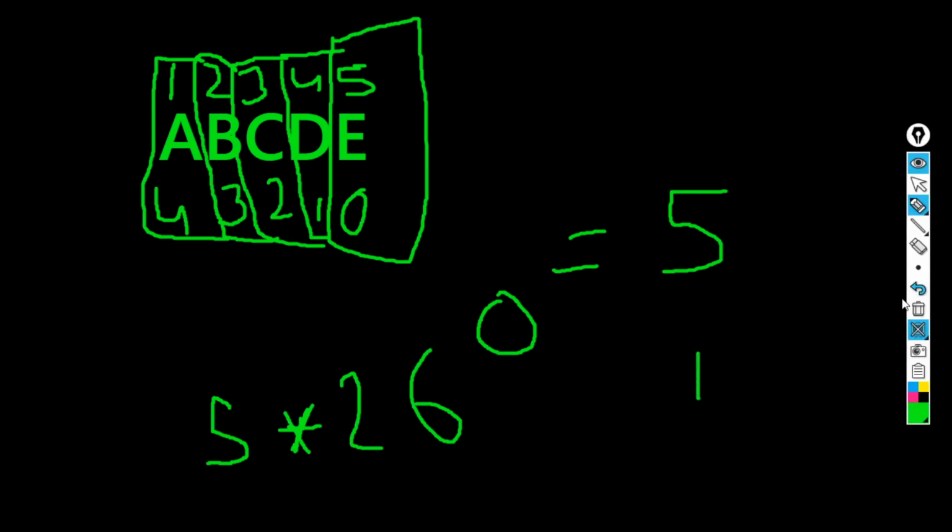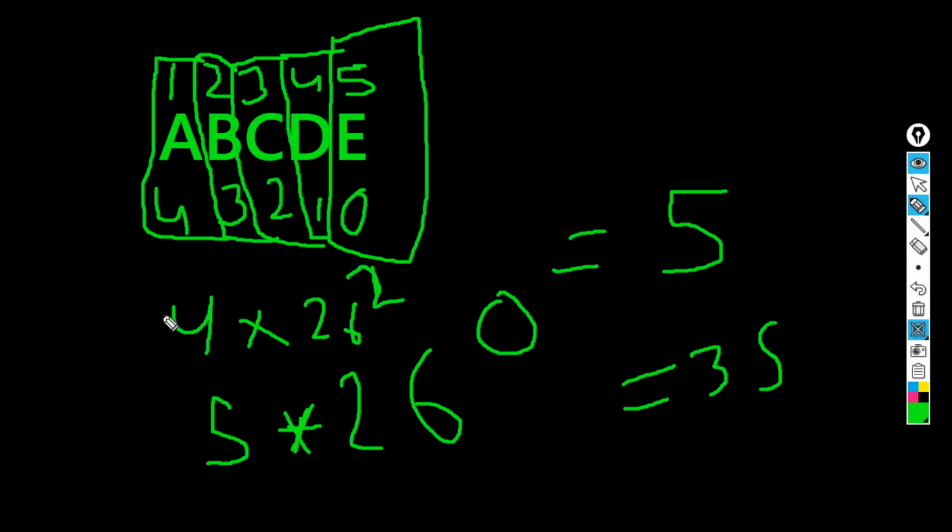Now the next element came. At the place of 5 we get 4, and at the place of the power 0 we get 1. So 26 to the power 1 is 26, plus 4 is 30, 30 plus 5 is 35, which is our answer till now. Now C came, so 2 and 3 are the values. The power will be 2, 26 to the power 2, and the value is 3. Sorry, we have made some mistake.